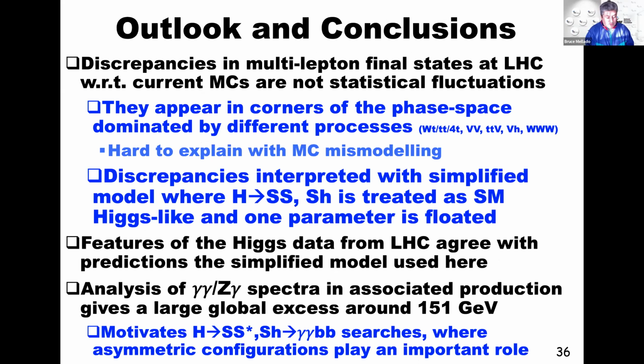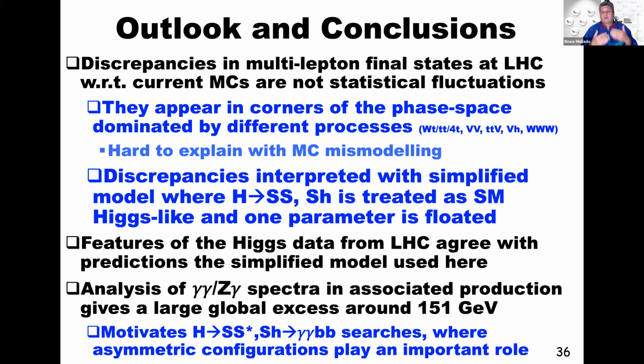Okay, let me conclude. I think that will leave us 10 or 15 minutes for discussion. So the first part of the talk, I basically tried to convince you that there is a major issue at the LHC with multi-lepton excesses. They appear in corners of the phase space where quantum corrections are well understood, and where there is a litany of processes that dominate. Some corners are dominated by W and t t-bar, some by single top, some by DY, some by t t-bar, some by WH, some by WW. So there's no one process that dominates.